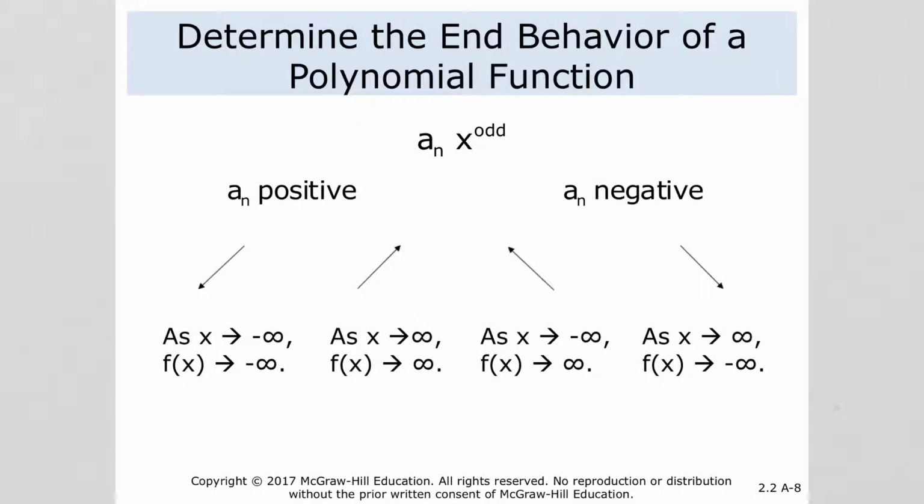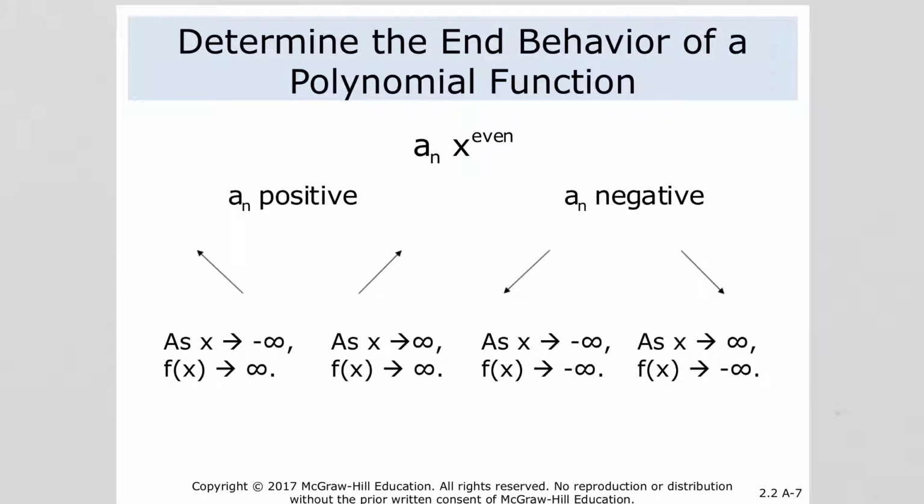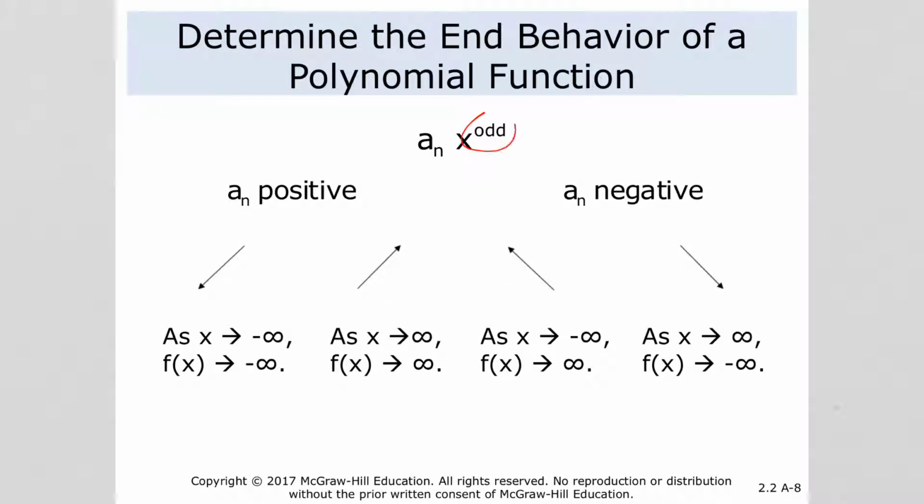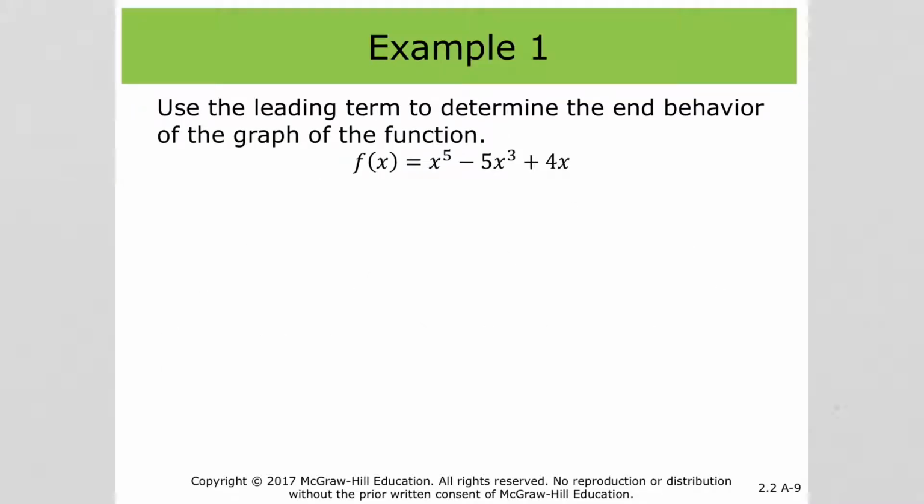We could also have the case, let's go back and point out, if the degree is even, then that's when we end up with these cases that's up, up, or down, down. If the degree is odd, then we have the case where we could go down, up, or up, down. So looking at this one, we can determine immediately, since the degree is odd, then that means we're going up, down, or down, up.